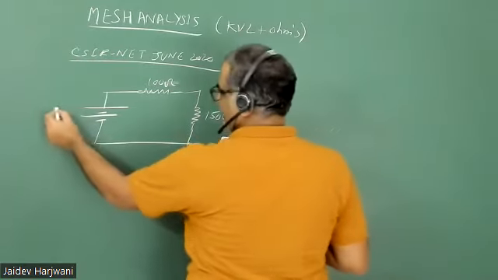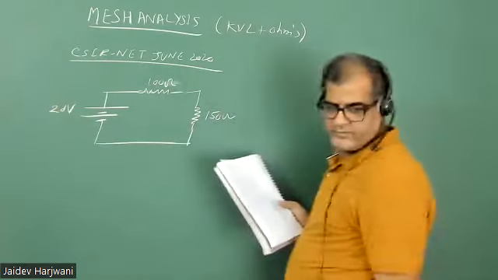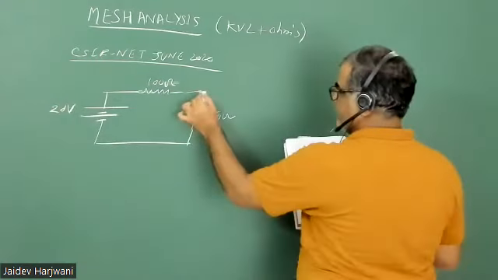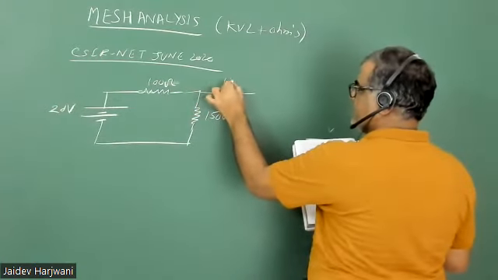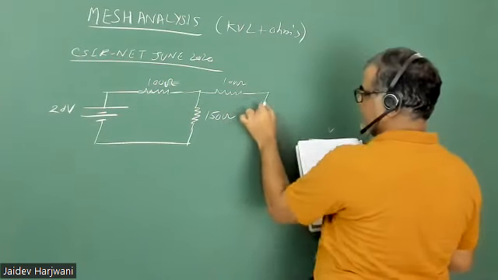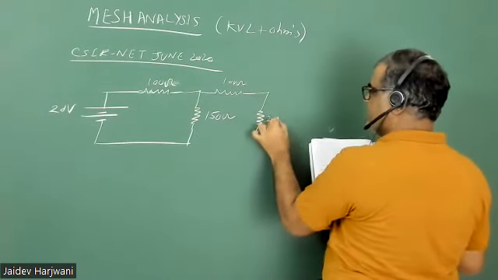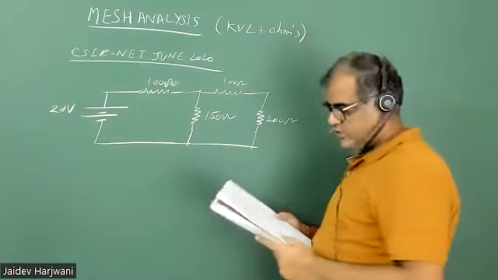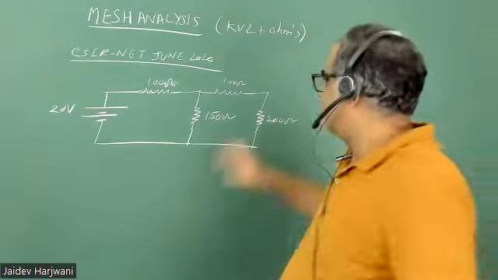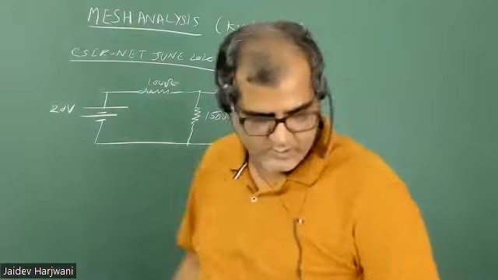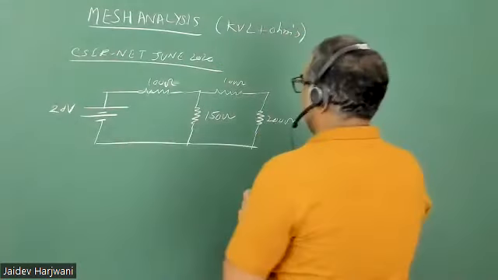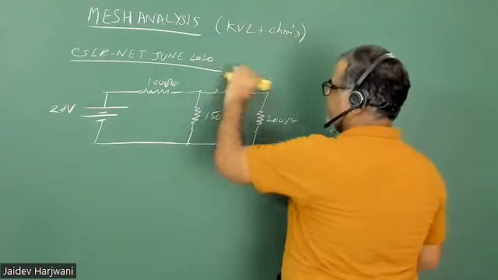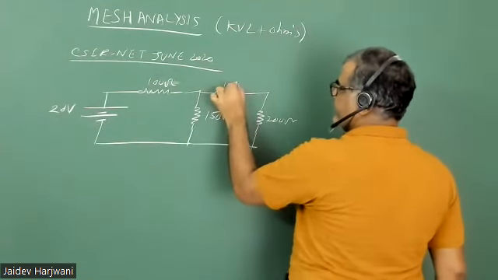This is a 20 volt battery. And here you have a 100 ohm resistance, and here you have a 200 ohm resistance. Now you want to measure the voltage across this resistance. So in the question, what is given is that you are measuring the voltage across this 100 ohm.